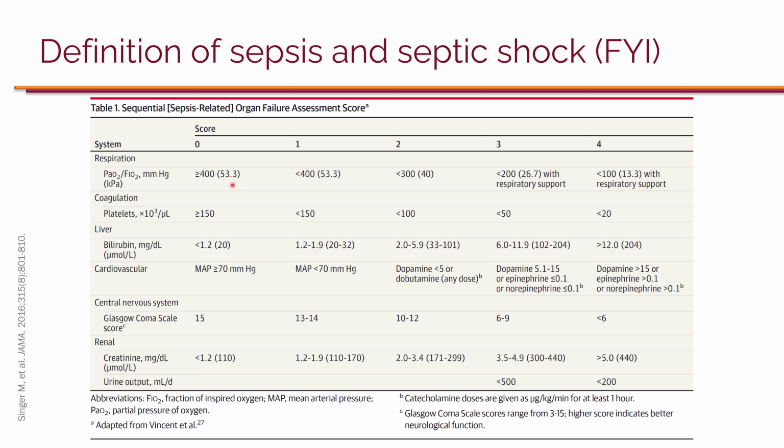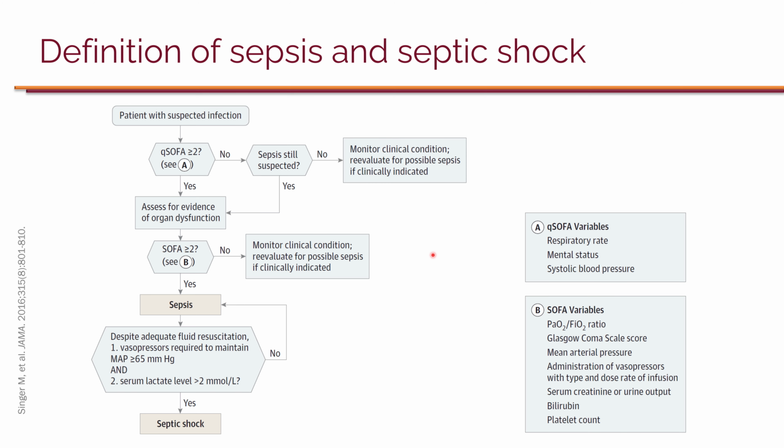Here's the SOFA that the latest definition of sepsis is using. The SOFA score is very comprehensive. You can see that there are several categories to look at. You look at respiration, coagulation, liver function, cardiovascular function, central nervous system, and renal. And for each one of these, based on the values, you get a score of 0, 1, 2, 3, or 4. Then you add them up and you get the overall SOFA score.